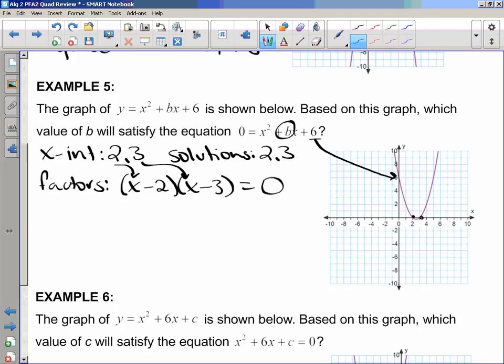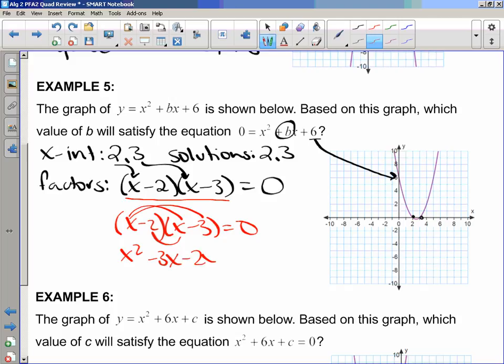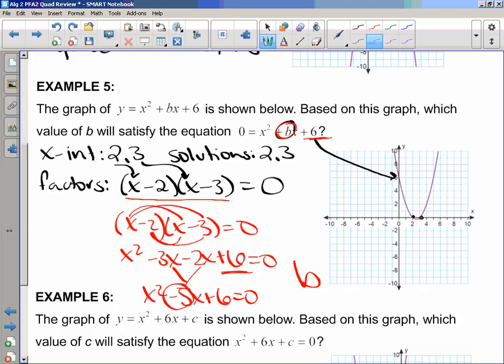Okay, so I'm super close to getting my answer. All I have to do is take what I have here and multiply it out. X times x, x squared. X times -3, -3x. -2 times x, -2x. -2 times -3, +6. So there's my plus 6. Just combine my like terms to -5x, and bingo, I've got my b. My b equals -5.